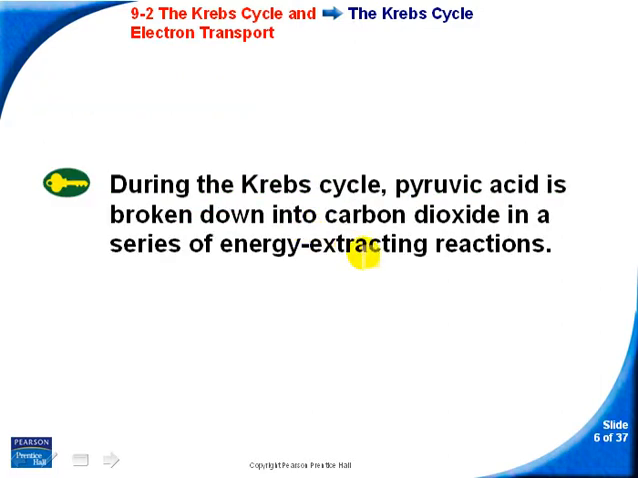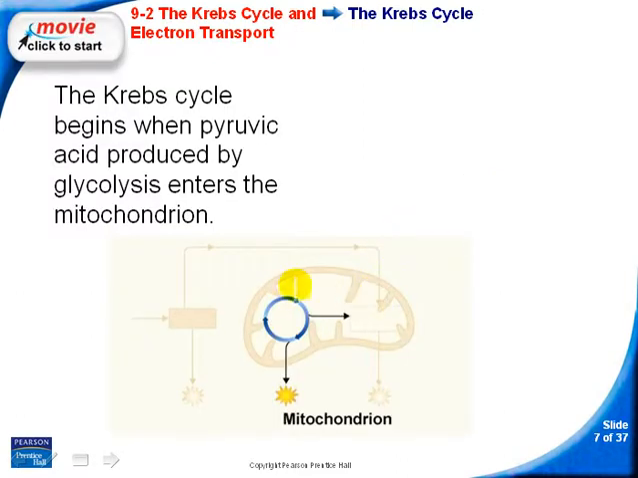What's going to happen with the Krebs cycle is it's going to break the pyruvic acid down into carbon dioxide in a series of energy extracting reactions. And once again, remember that carbon dioxide is a waste product of respiration. So here's the Krebs cycle right here, this circular part. We're going to take the pyruvic acid that's produced during glycolysis, and it's going to go inside the mitochondria, and that's this bean-shaped object right here.